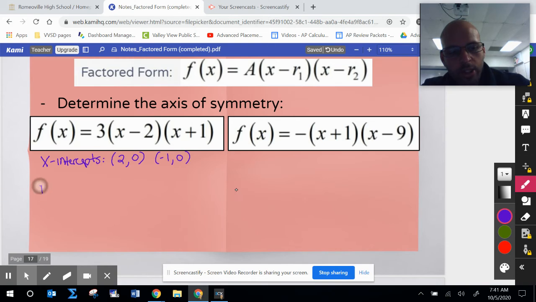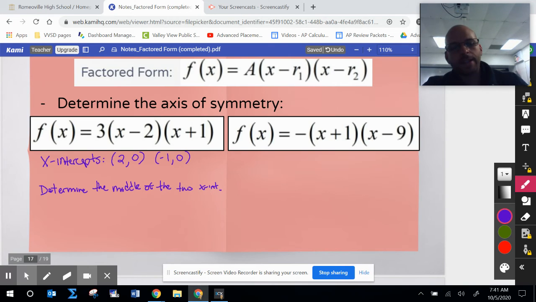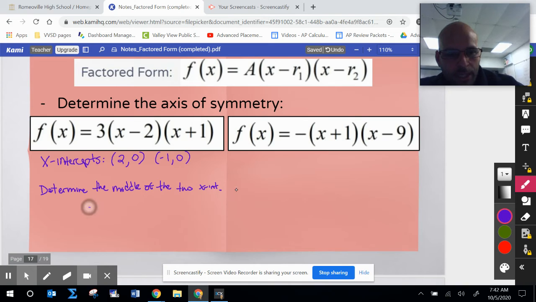Then we want to determine the middle of the two x-intercepts, right? We want to find the center of them. We want to know where the middle of those two are. So what I'm going to do to find the middle, just like if you were to average two test scores, right? If I'm going to find the middle of two values, I'm going to add them together.